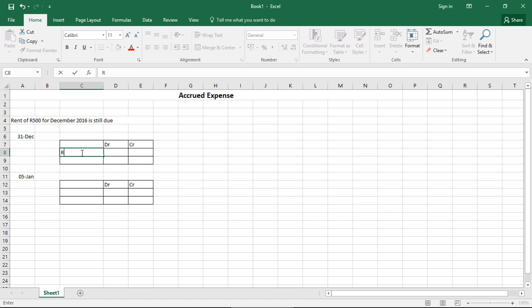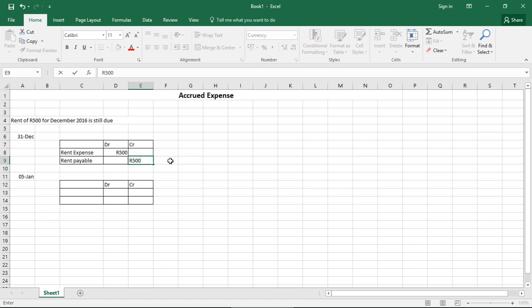So we're going to debit the expense itself, because we've incurred it, and then we're going to credit rent payable, which is a liability, because liabilities increase on the credit side. And we're going to put 500. So that is on the 31st of December, when we have incurred the expense and have not paid it yet. 500. Then we have 500 there.